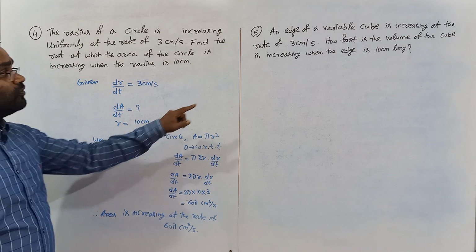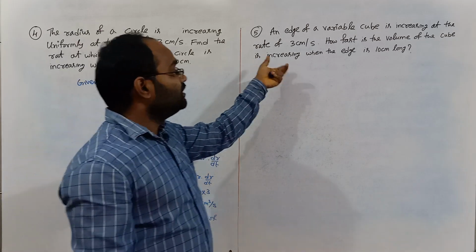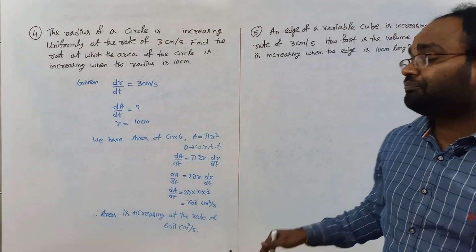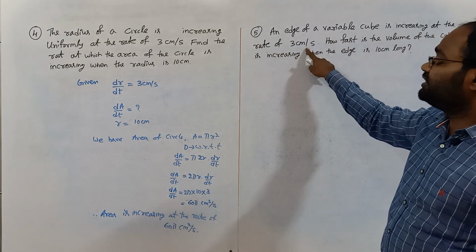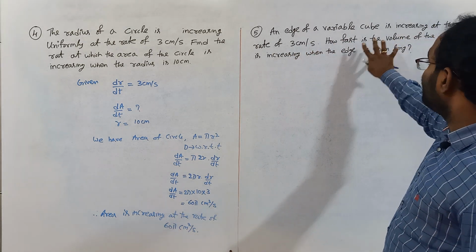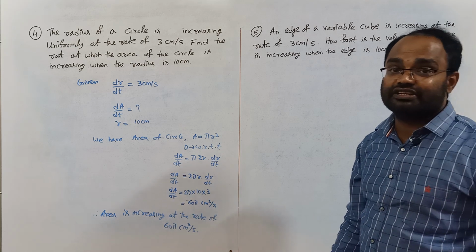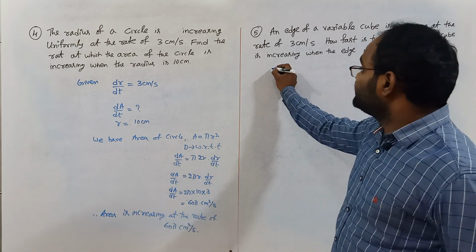Similarly we have one more question in the same way. Here the edge of a cube is given: the edge of the variable cube is increasing at the rate of 3 centimeter per second. What the volume of the cube is increasing at, that we have to find out. Let us take what is given.